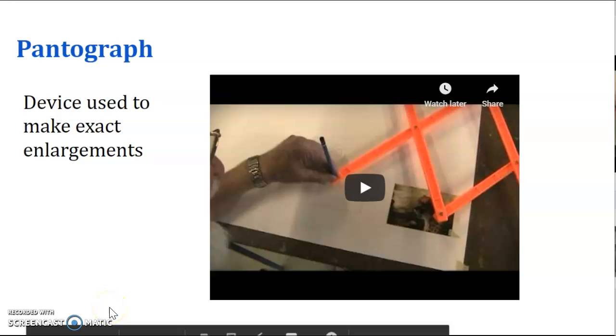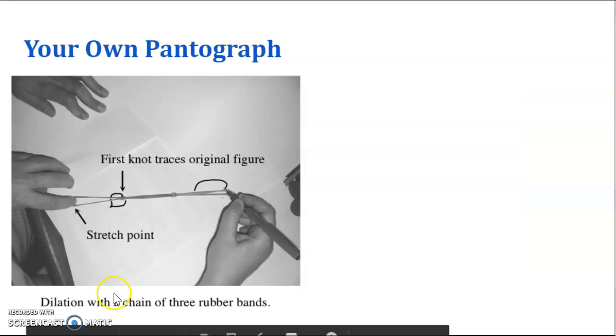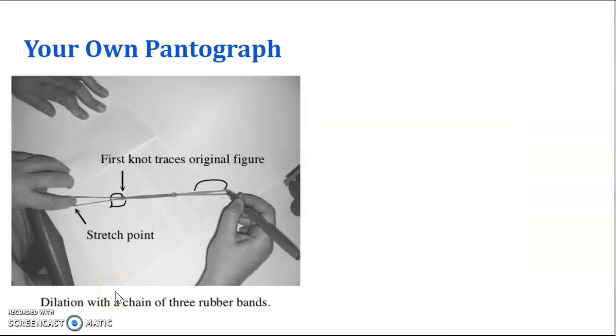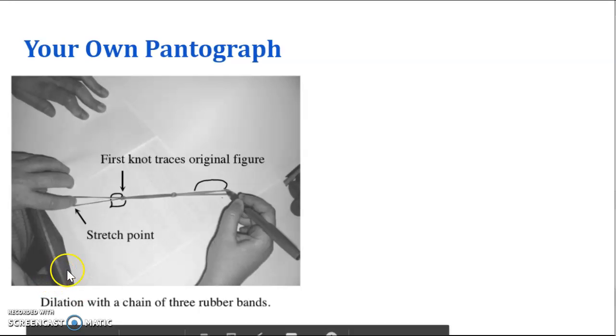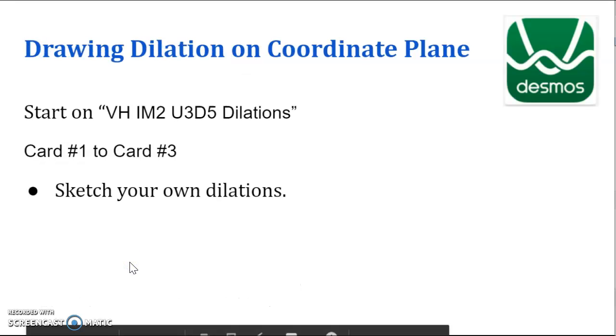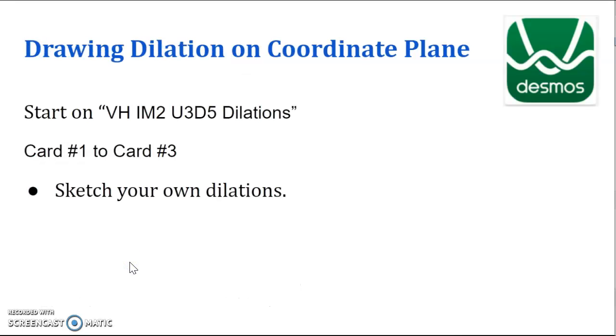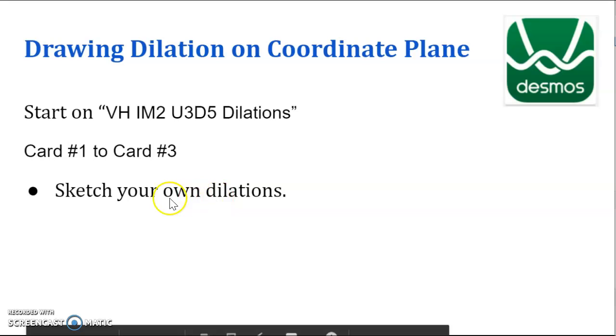Okay, so that's how a pantograph was used to enlarge or reduce images. If you were in person, you would be creating your own pantograph using some rubber bands, but we are not going to be able to do that. We are going to do the next best thing, which is Desmos. So please log in to the Desmos link that's going to be on the slides, and you're going to go on to cards 1, 2, 3.